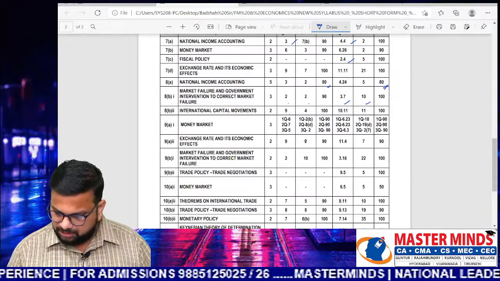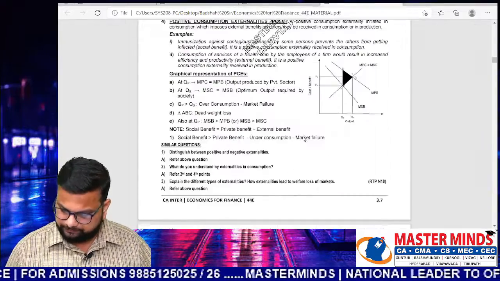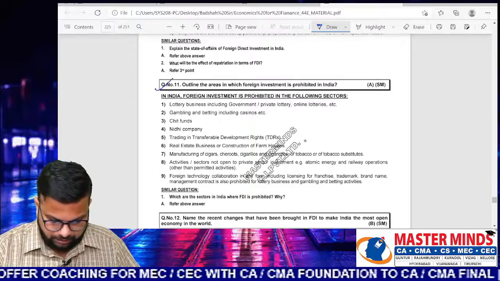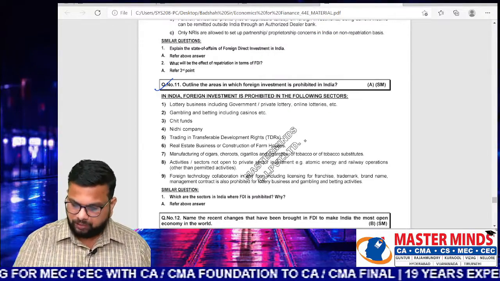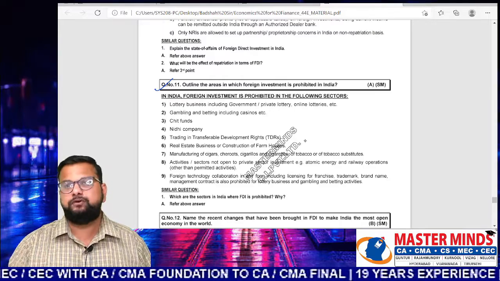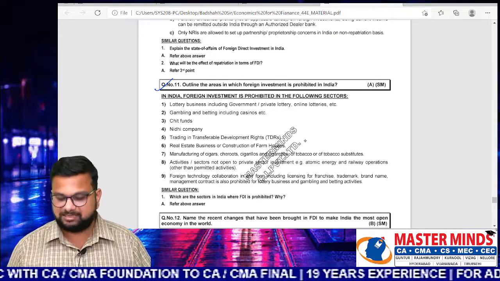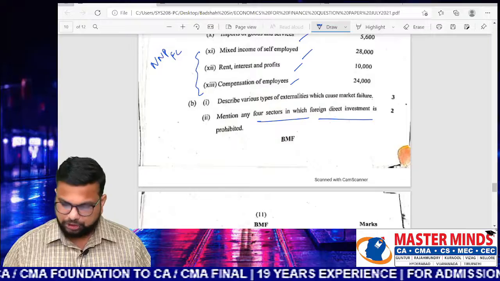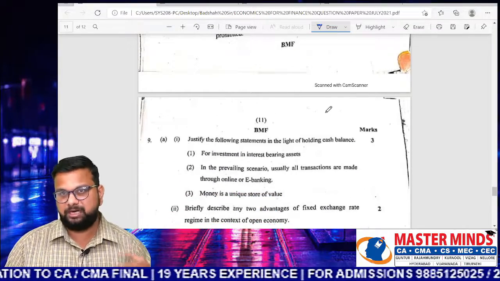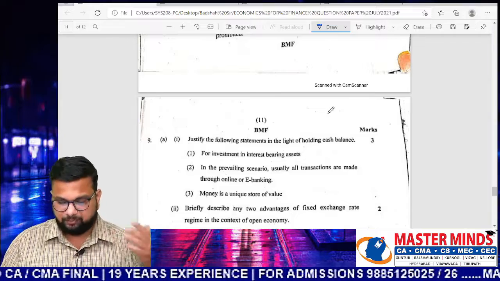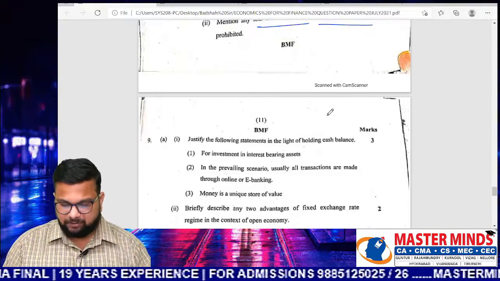And when it comes to masterminds material, 10.11, question number 11: Outline the areas in which foreign investment is prohibited. Out of the given 9 points, we will write any 4 because he has only asked for 4 sectors, Nana. So this question is also covered in our masterminds material. Question number 7 and question number 8, all the questions are covered in our masterminds material.